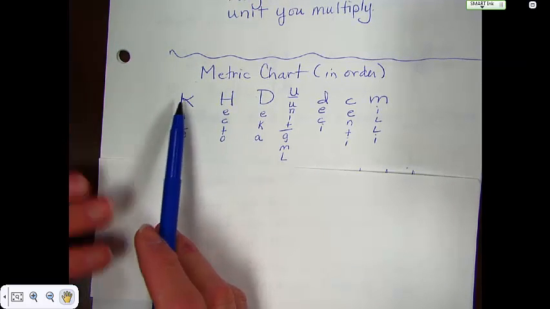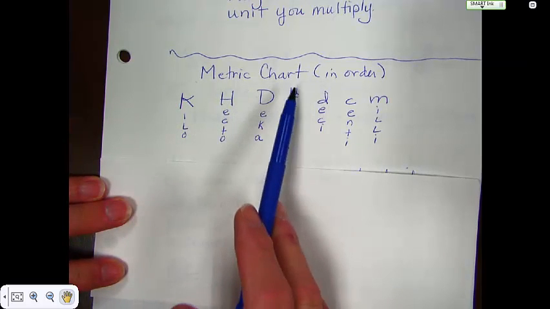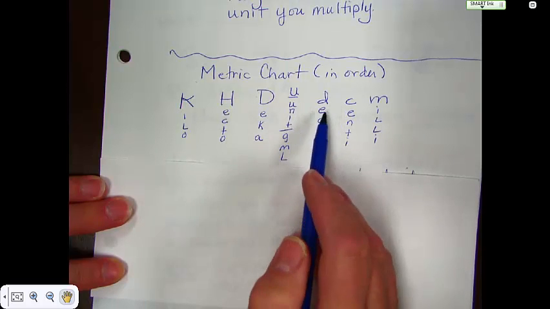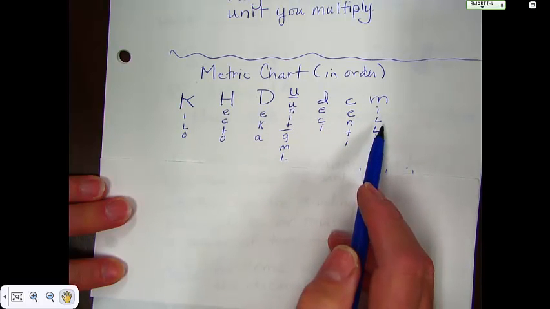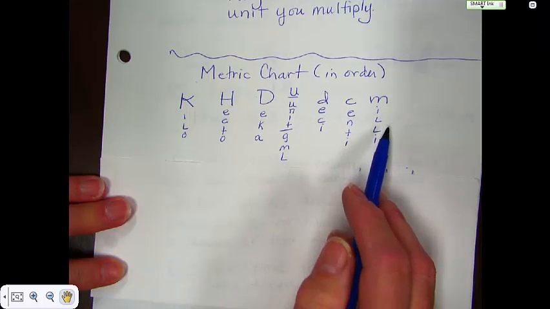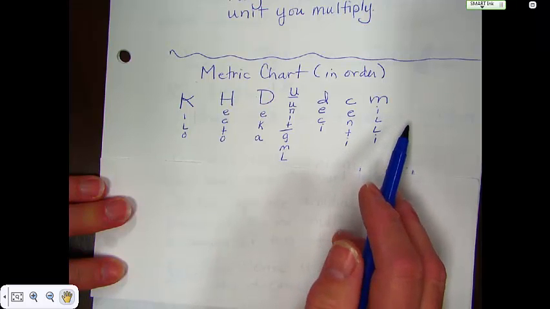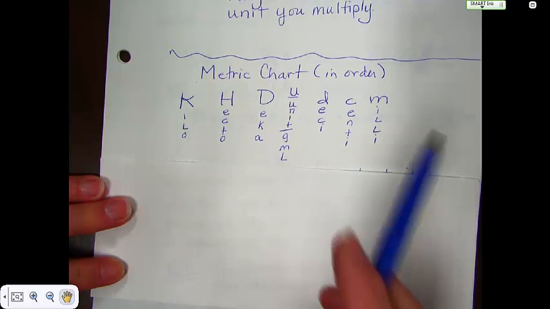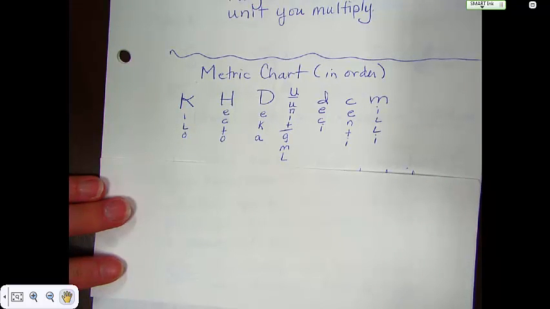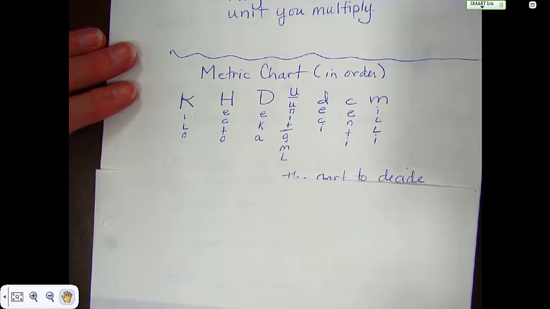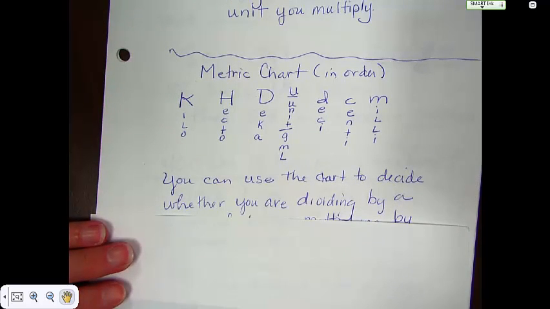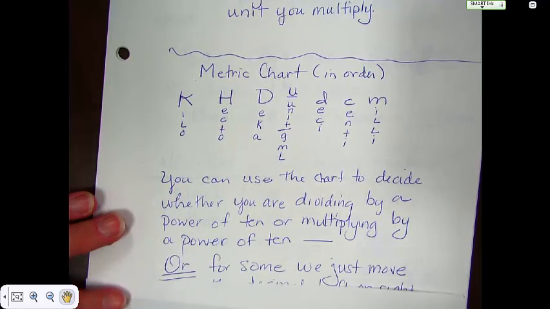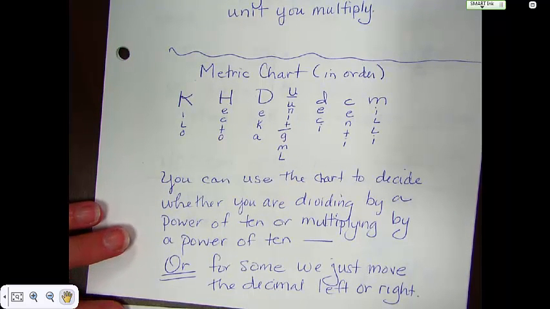Here, the largest is kilo, hecto, deca, and then this is the unit, grams, meters, liters, and then deci, centi, and milli. And milli is a small unit. There are smaller units than milli, nano units, and so on. Those are very, very small. Those are used in very scientific small measurements. You can use a chart to decide whether you are dividing by a power of 10 or multiplying by a power of 10. Or for some, you just move the decimal to the left or right.